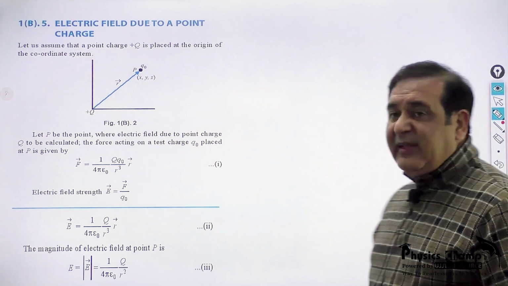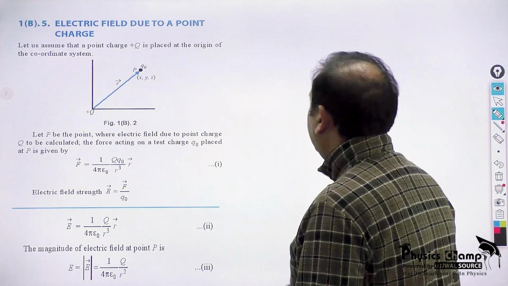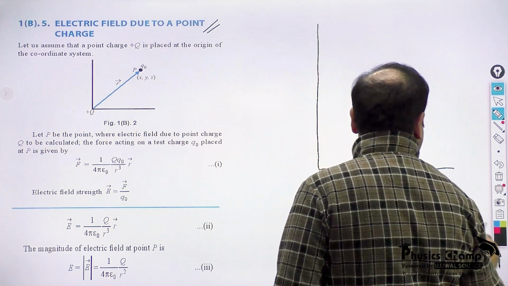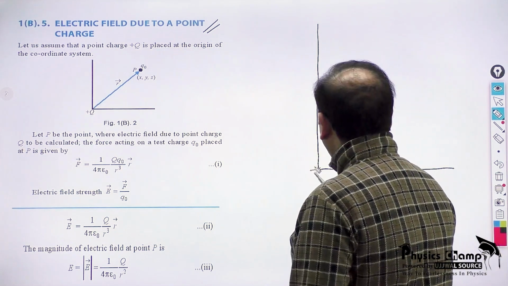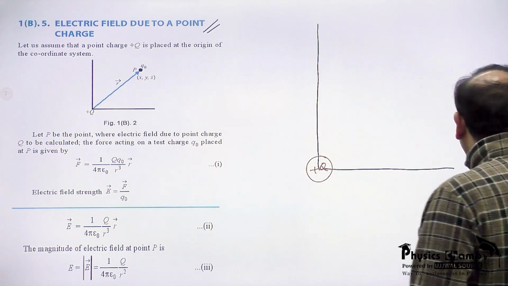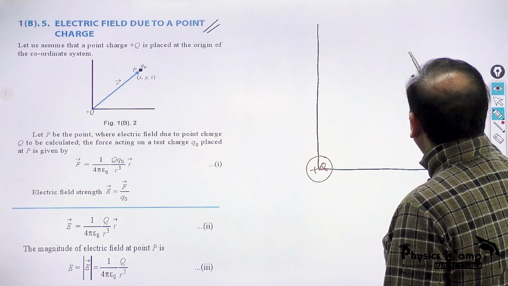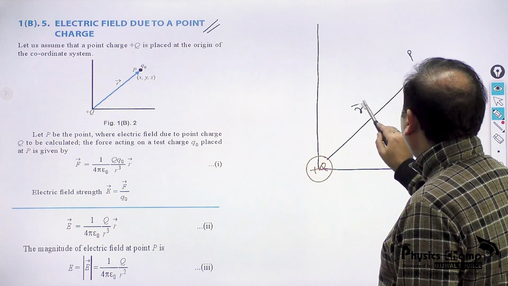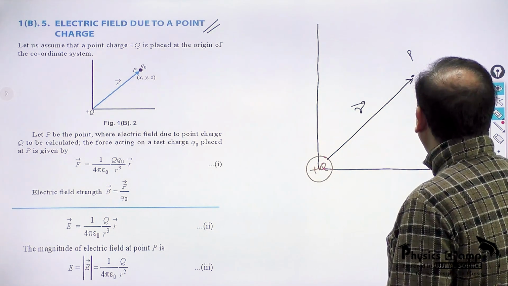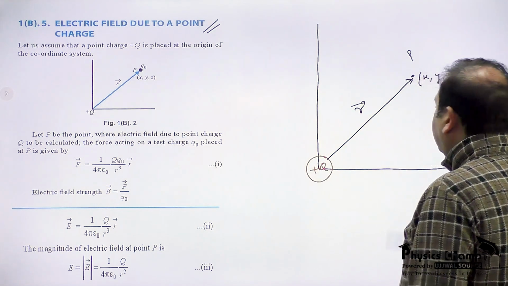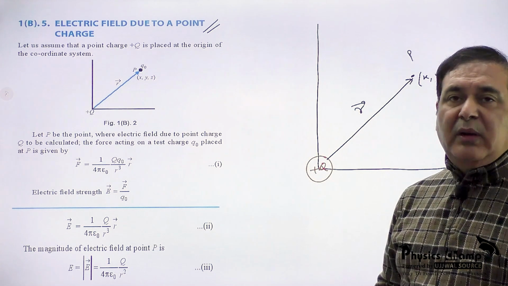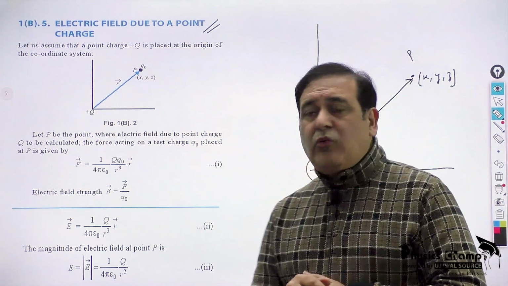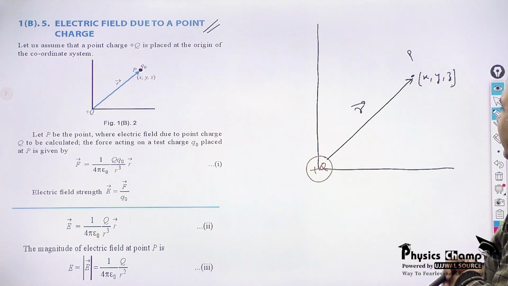Electric field intensity due to a point charge. Just imagine that in space you have a charge, say Q, and due to this charge Q you have a point, say P, which has a displacement vector r vector and its coordinates are x, y and z. So you have a charge Q at the origin and there is a point P in space whose coordinates are x, y and z.